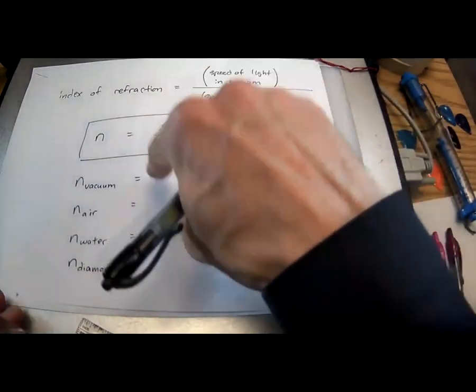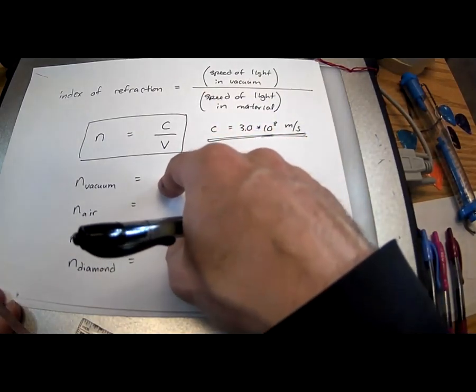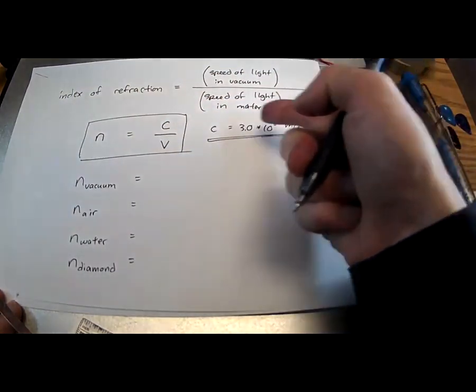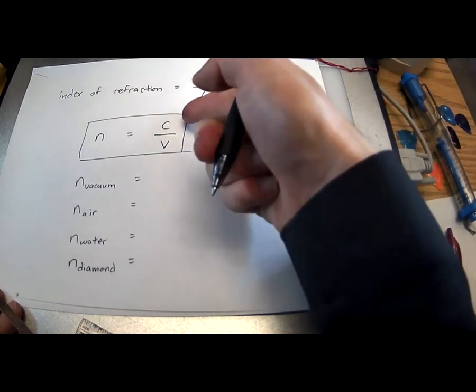So I bet you guys can figure out what the first one is for a vacuum. Who can figure it out? Navigate this equation. See, we've got the pure speed of light, 3 × 10⁸ meters per second. Speed of light in a vacuum would also be the same number, wouldn't it? What's anything divided by itself?